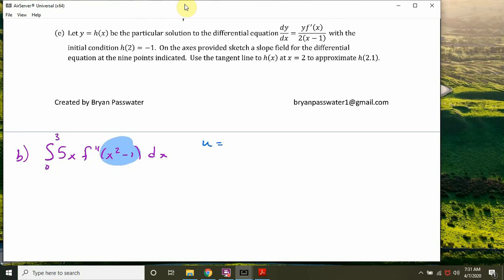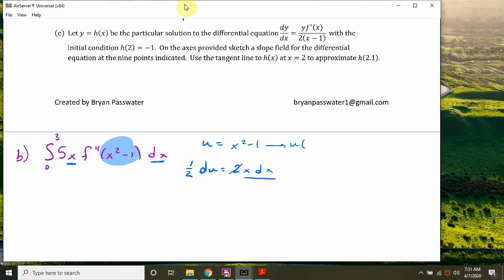So let's see what happens if u is x squared minus 1, du becomes 2x dx. Looking at the integral, I have 5x dx. I'm going to match up the x dx. To replace x dx, I would need a 1/2 du. The coefficient of 5 is just going to stay there. It's no big deal.